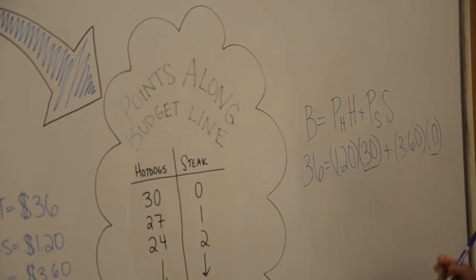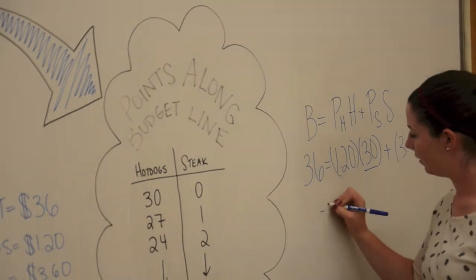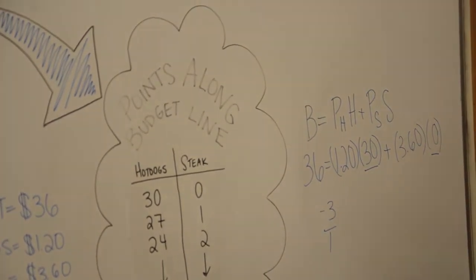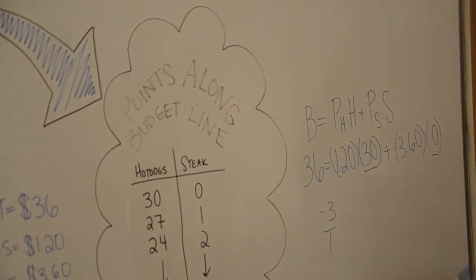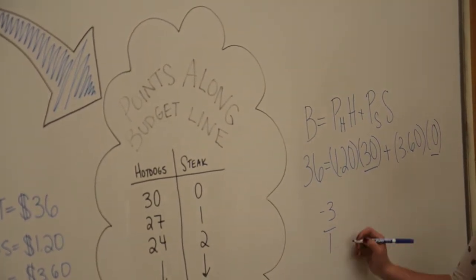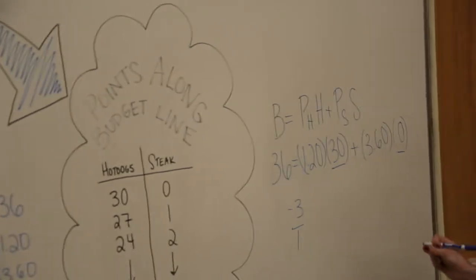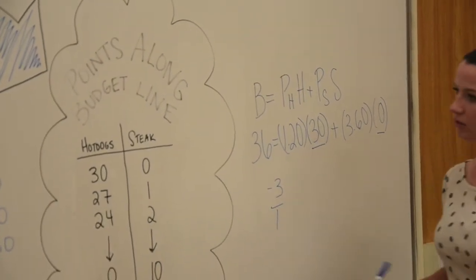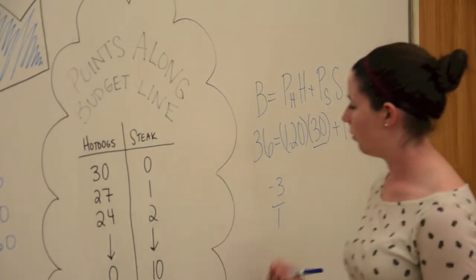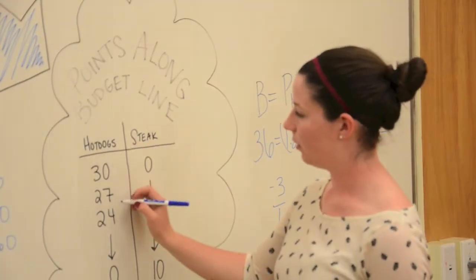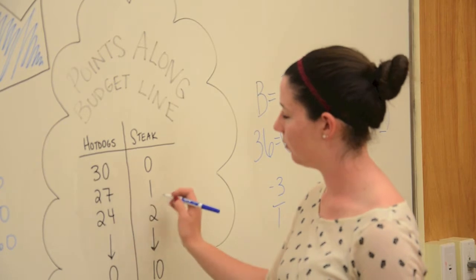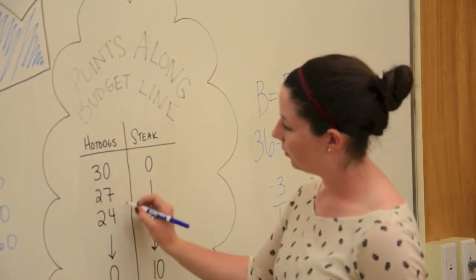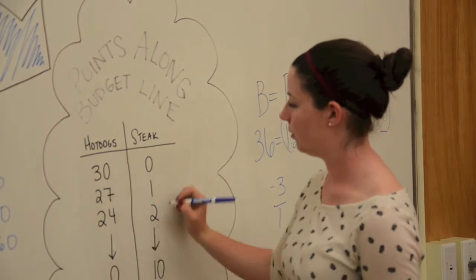Okay. We know that our slope is -3 over 1, meaning that when we increase our steaks by 1, we decrease the amount of money we spend on our hot dogs by 3 hot dogs. And so when we go down 3 on hot dogs and we get to 27, we've bought 1 steak. And it's the same when you go to 24 points and then you buy 2 steaks.